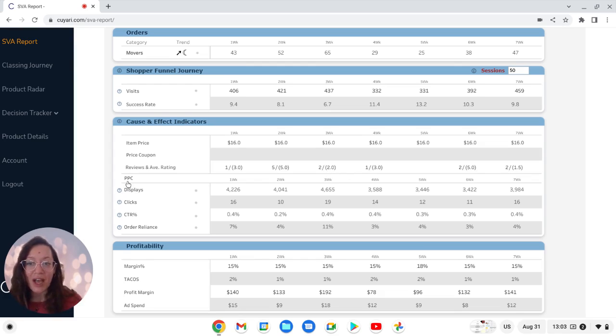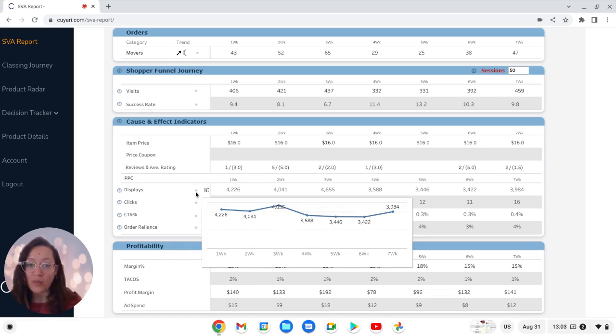The next section of the drill down addresses PPC. Here we see the number of displays, and by hovering over the dot, we can see it in a graph. This shows the number of times that the ad was displayed, but it doesn't necessarily mean that the potential customer saw it. It's a number that reflects the potential number of times that someone could have clicked into the listing.